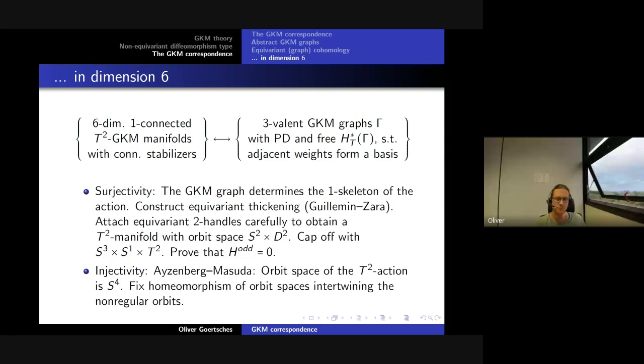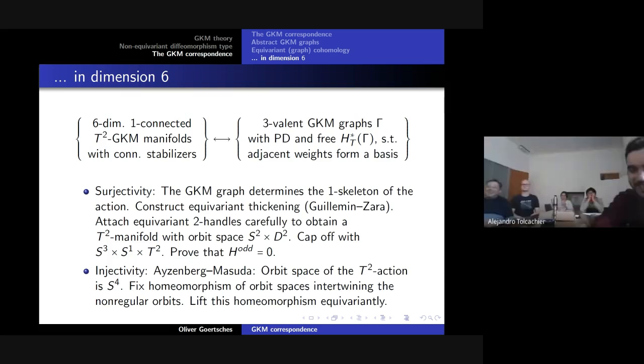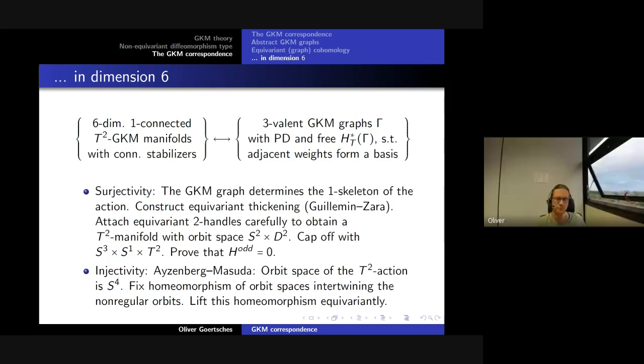If I have two examples now of GKM manifolds, they have the same orbit space S4. They have the same GKM graph in there. So I can fix a homeomorphism of these orbit spaces, which intertwines these GKM graphs. Why does this work? This works because dimension 1 is low enough in dimension 4 that there are no knotting phenomena happening here. There's no knot theory for curves in S4. And then I have to lift this homeomorphism equivariantly in a careful way.